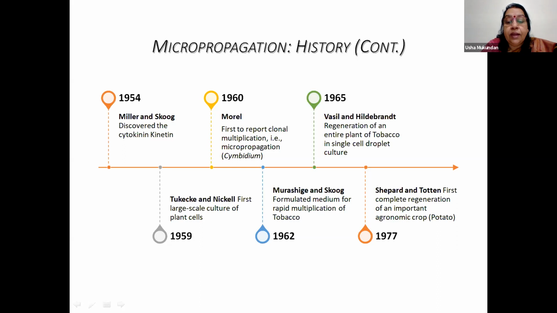Now you know that this basal system is made up of macronutrients, micronutrients, sucrose, vitamins. If it is solid, agar. If it is liquid, then no agar. And when I say basal medium, it means no plant growth regulator.